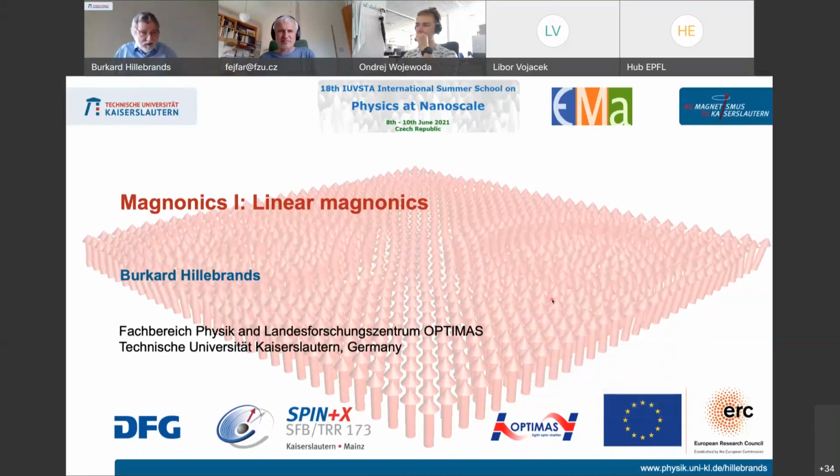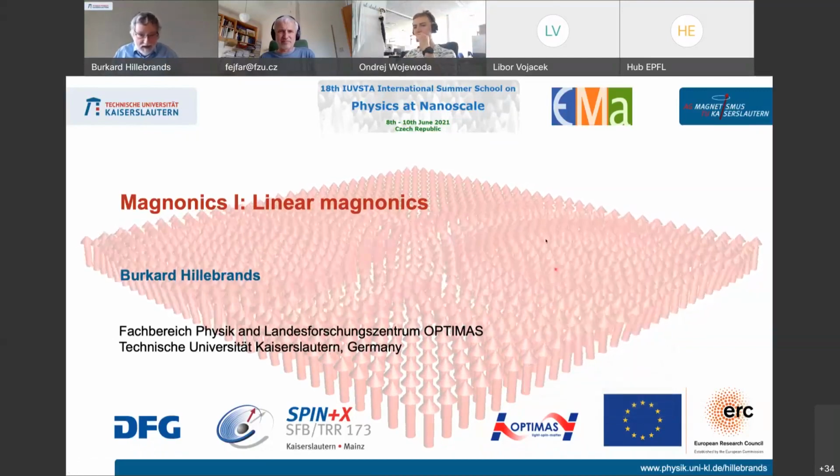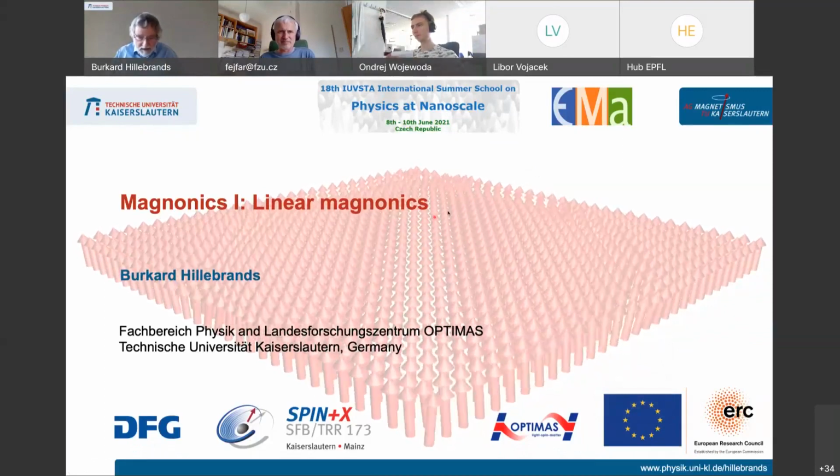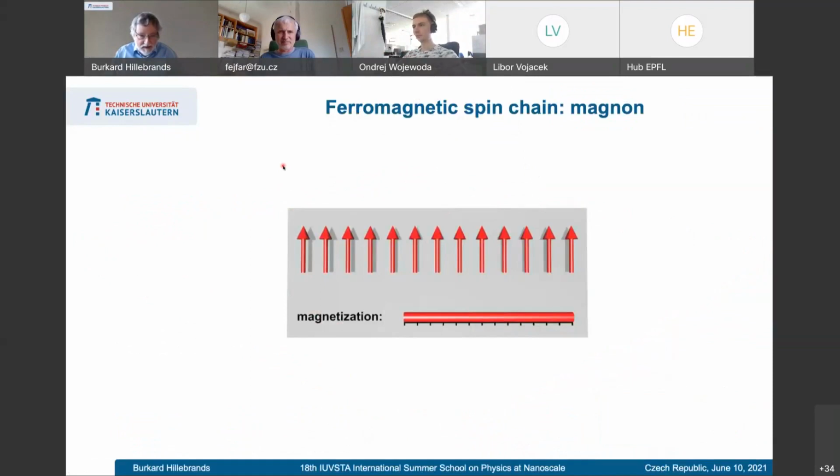Good. So the first part is just on linear magnonics. And I know I have a problem here. What is this? Okay. Now it should work. It says my computer has a too high.